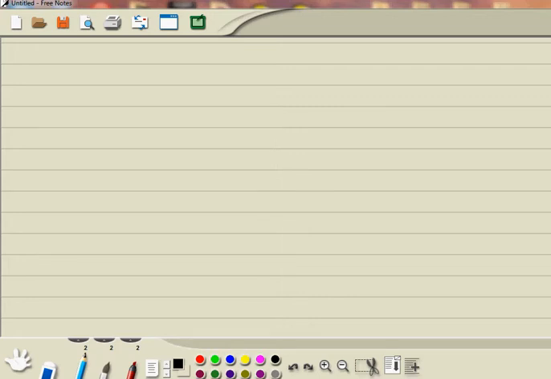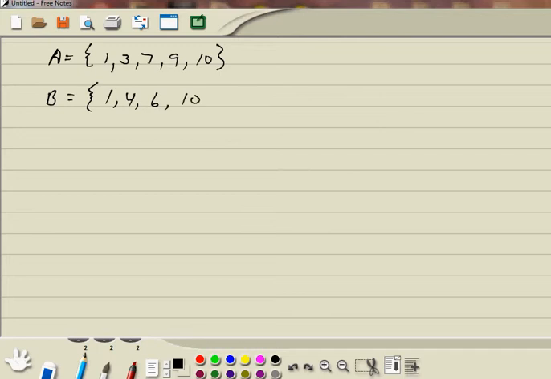All right, welcome back. We're still talking about 2.7 and we want to look at some examples of sets and how they relate to each other. So let's draw a set here, and this time I'm just going to use a capital letter to represent a set. And let's say set A includes 1, 3, 7, 9, and 10. B includes 1, 4, 6, and 10.